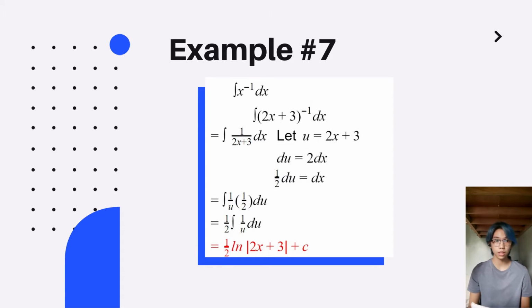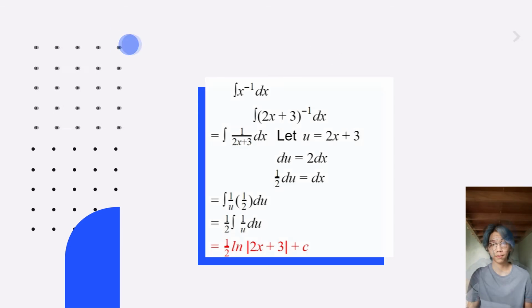We take out the constant, which will give us 1/2 times the integral of 1 over u du. By using the table of integrals, we get 1/2 natural logarithm of the absolute value of u. By substituting 2x plus 3 back for u, we get 1/2 natural logarithm of the absolute value of 2x plus 3, and we add a constant, which is plus c. So our final answer is 1/2 natural logarithm of the absolute value of 2x plus 3 plus c.